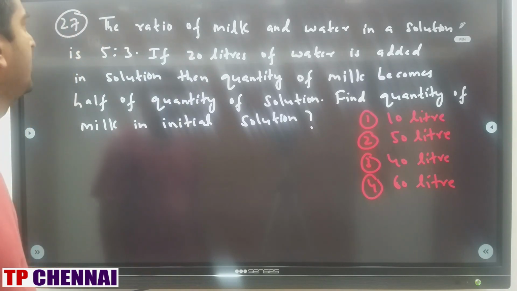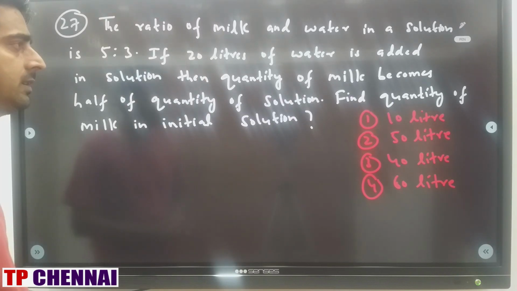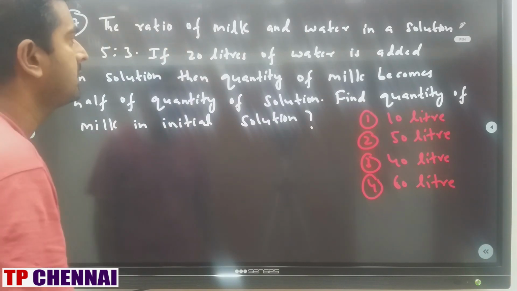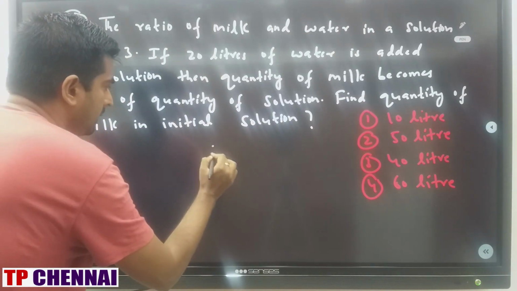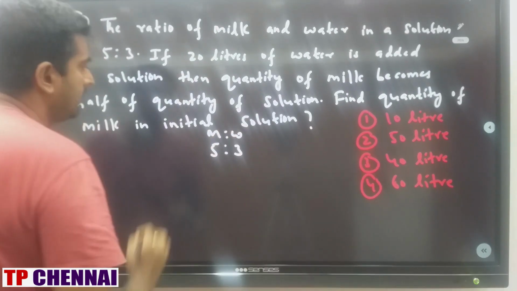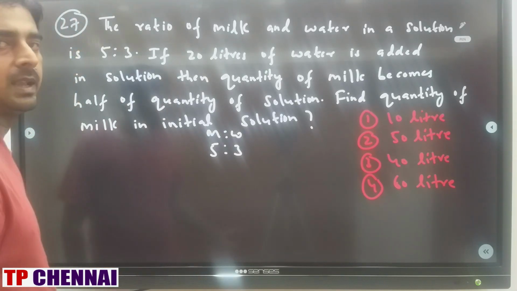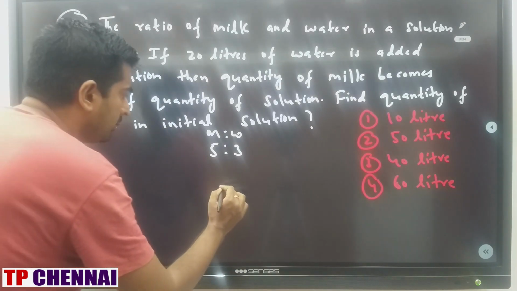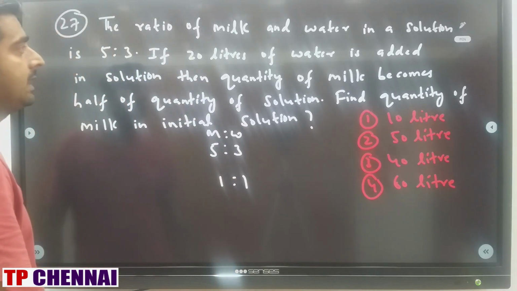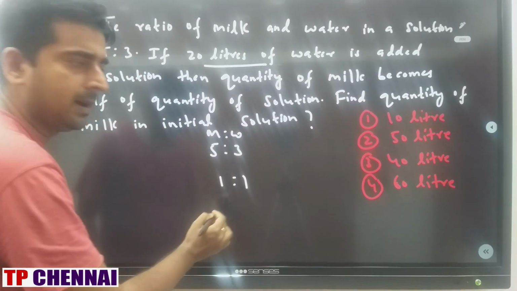Now we'll see 27th one. The ratio of milk and water in a solution is 5:3. If 20 liters of water is added in solution and the quantity of milk becomes half of quantity of solution, find the quantity of milk in the initial solution. What is initial ratio? 5:3. This is milk, this is water. Now when they add 20 liters of water, what is the ratio? Milk becomes half. So milk and water will be 1:1. What they are adding? Water they are adding. So milk part should be same. Milk part is 5, milk part is 1.